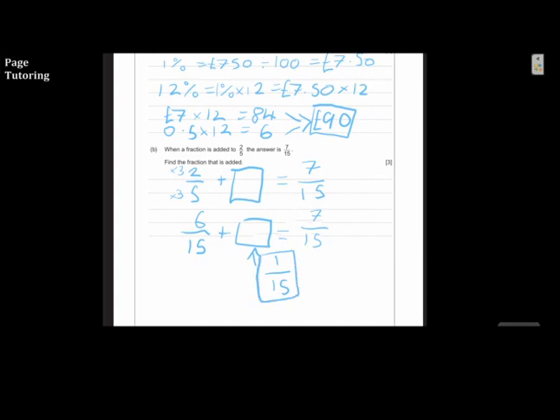Because when you're adding fractions, if the bottom, so the denominator, is the same, so 15 and 15, then all you do is add the numerators together. So 6 plus 1, which would give us our 7 over 15. And that is 3 easy marks.